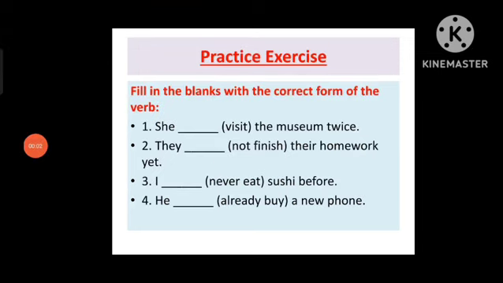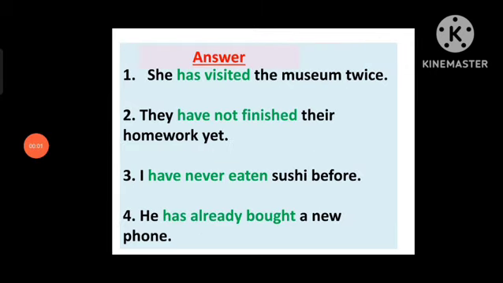It's your practice time. Fill in the blanks with the correct form of the verb. "She dash the museum twice." What do we have to use here? So the answer to question number 1 is she has visited, because she is singular. That's the reason we use has. And the third form of visit is visited.